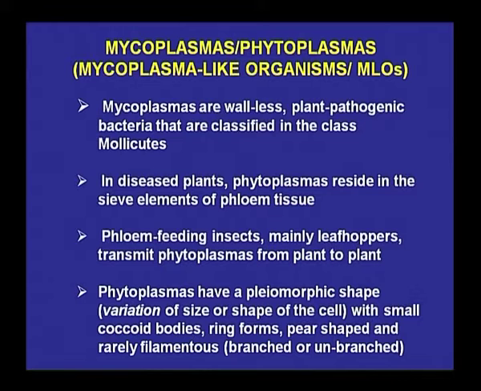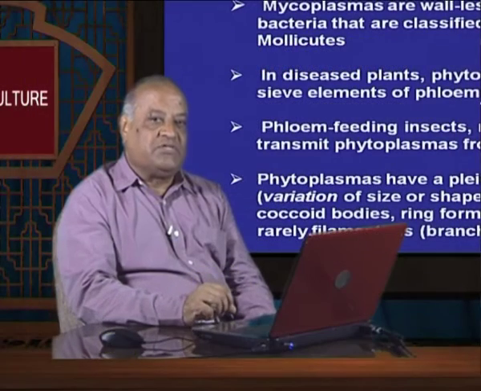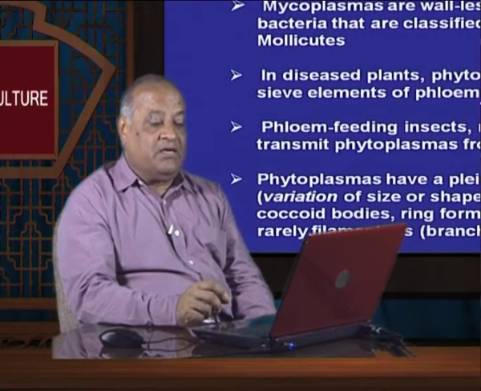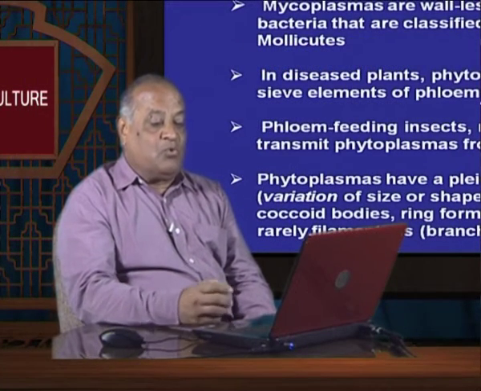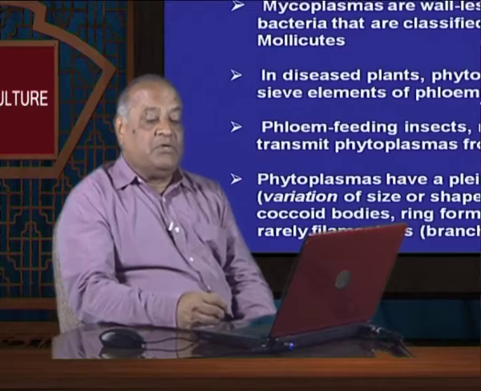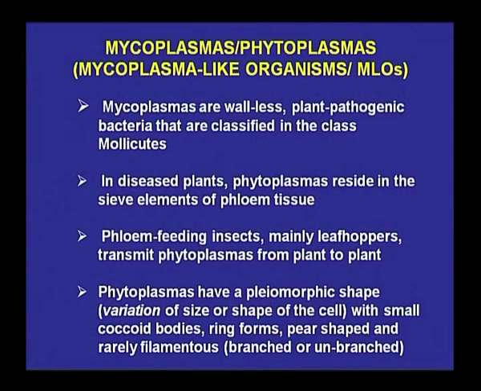The phytoplasma are pleomorphic in nature, that is they have various variations in the shape and size of the cell, with small coccoid bodies, ring forms, pear shaped, and rarely filamentous also. They are found in different shapes.